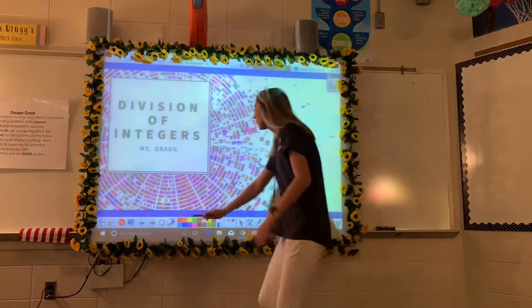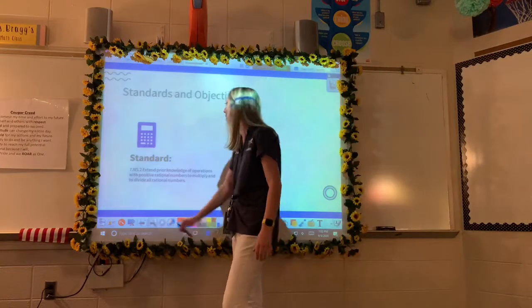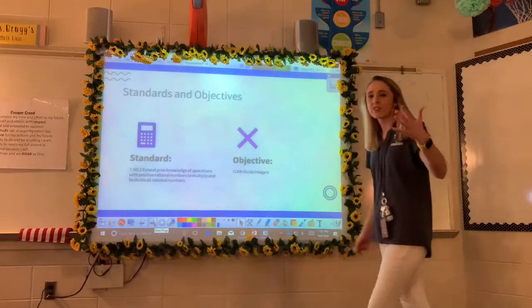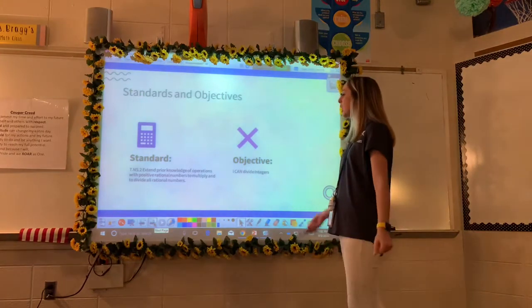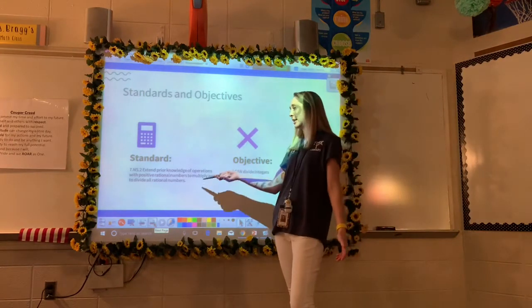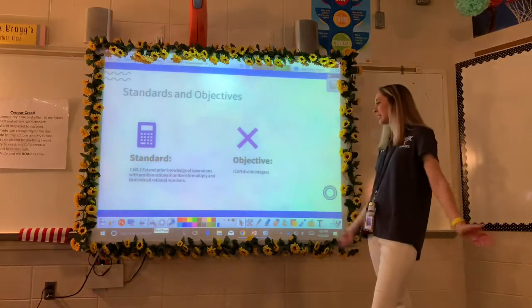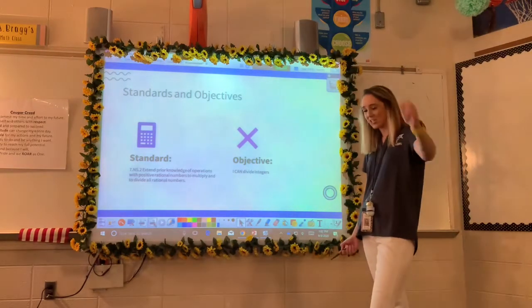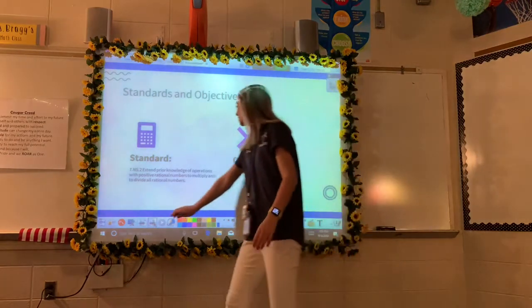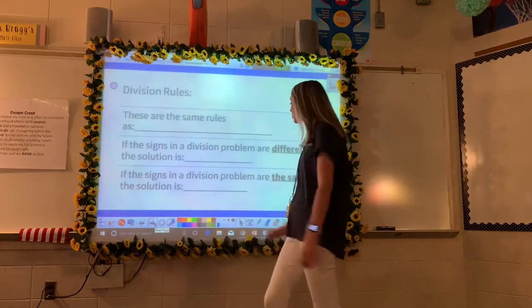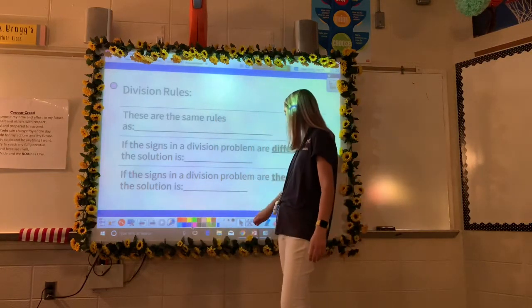So dividing with integers. Our standard is still that 7th grade number system standard. So you're building on prior knowledge of operations, and today we're going to be able to divide all rational numbers, and your objective is you can divide integers. So let's get started. All right, so just some division rules that we need to talk about before we actually start.